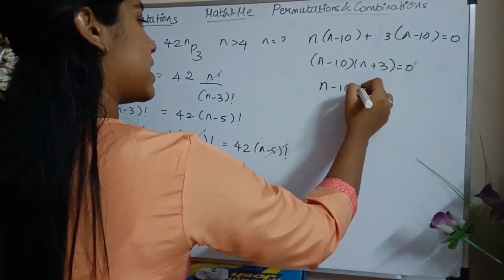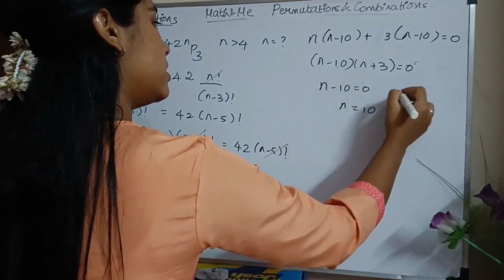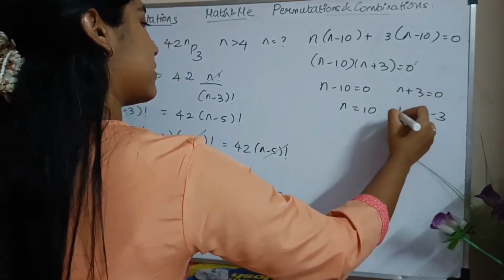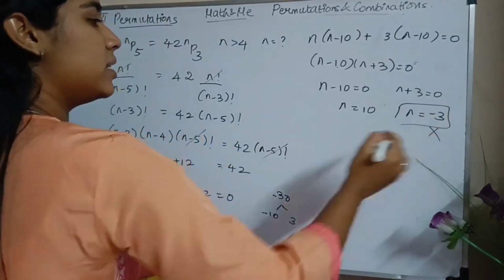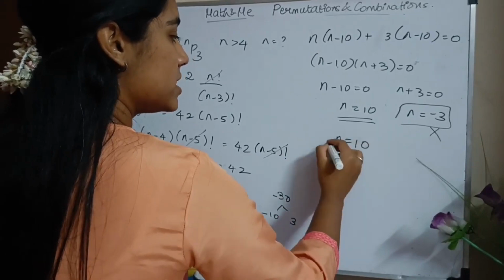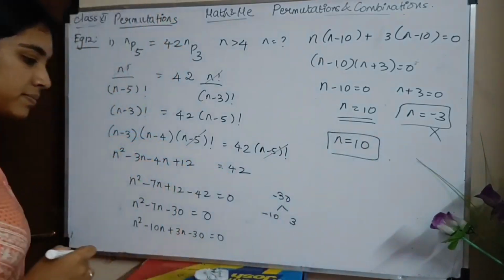So I have n minus 10 times n plus 3 equals 0. So if n minus 10 equals 0, n equals 10. If n plus 3 equals 0, I have n equals minus 3. But the value of n cannot be negative. So you have to take the value that is positive. So the value of n is 10. Okay.